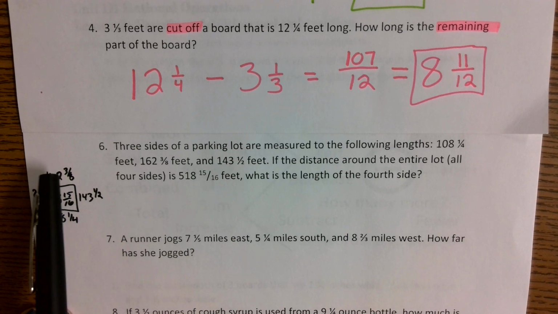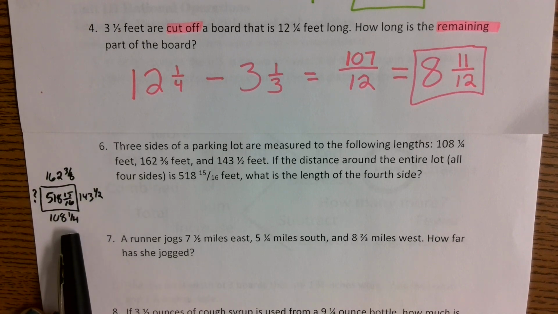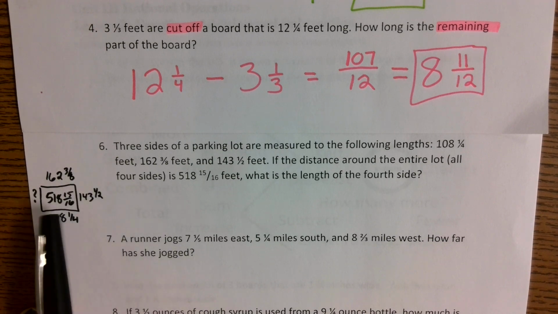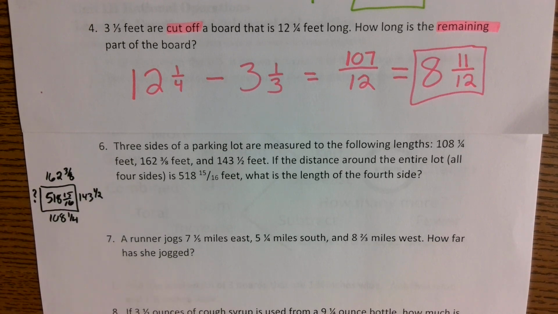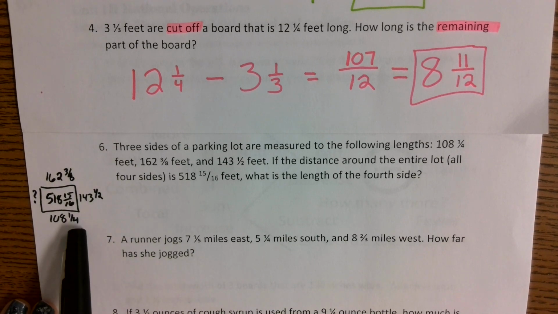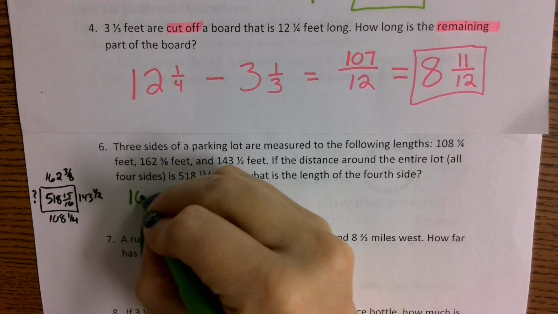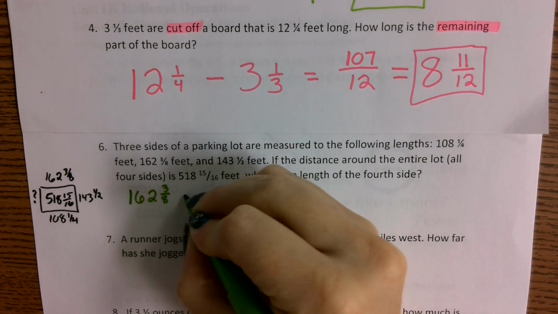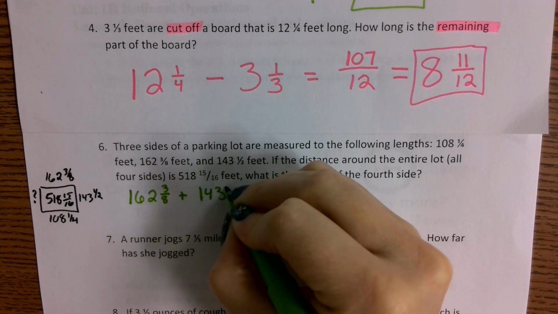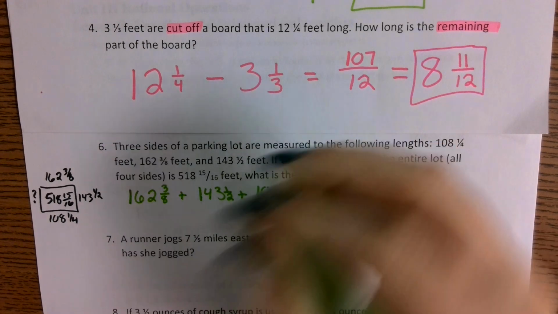Very good. She says we're going to add the three measurements that we do know, add those together, and then we'll subtract that sum from the total that we know. That's one way you could do it. Another way is that you could just take the total and subtract, subtract, and subtract. That's the second way you could do it. Let's go ahead and go with Amaya's way. We're going to first start off by adding 162 and 3/8 plus 143 and 1/2 plus 108 and 1/4. We're going to add those together first.